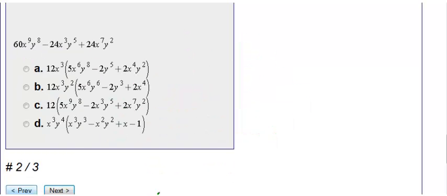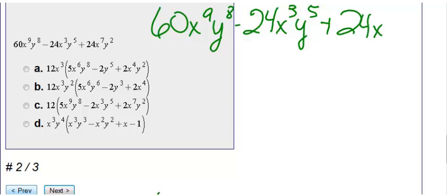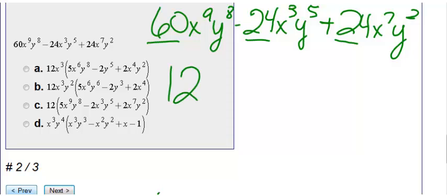Number 2, we have 60x to the 9th, y to the 8th, 24x to the 3rd, y to the 5th, plus 24x to the 7th, y to the 2nd. Okay, so first number-wise, I'm looking at 60, 24, and 24. So I need to figure out a number that goes into all 3 of those numbers, the greatest number. Now the greatest number that goes into 60, 24, and 24, you can make your list, is 12.